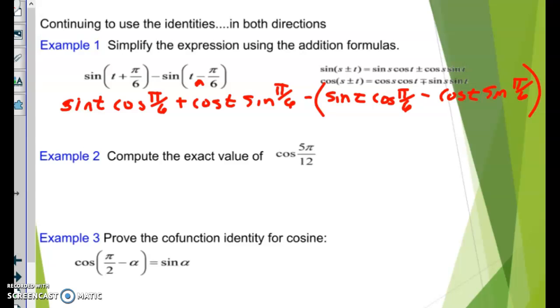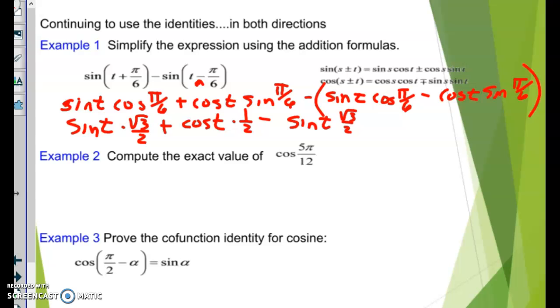And let's do a little simplifying here. Sine of t. The cosine at pi over 6 is root 3 over 2 plus cosine t. The sine at pi over 6 is a half minus the sine of t. The cosine at pi over 6 is root 3 over 2 plus, because minus times minus, right? And so I'm going to have plus cosine t sine is 1/2.